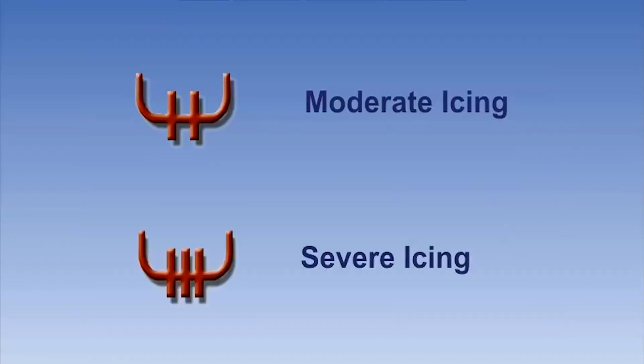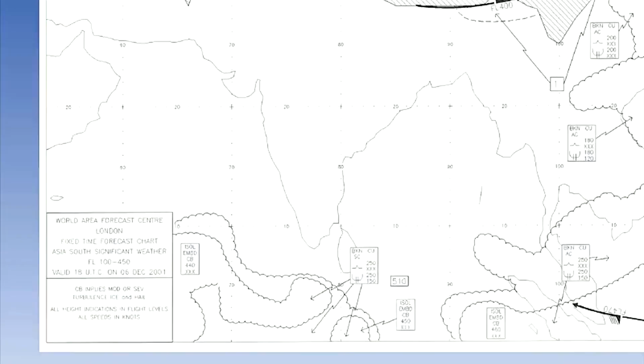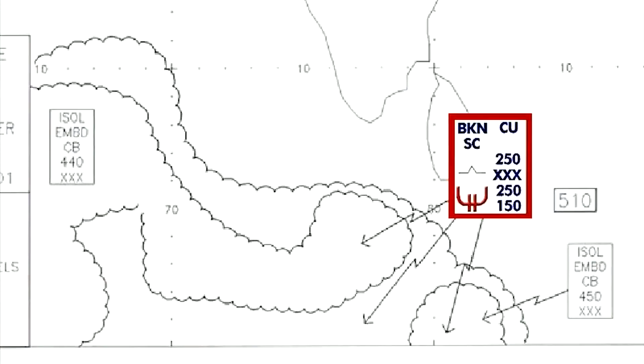Moderate or severe icing is also automatically implied whenever CBs are forecast on the charts. In addition, on the medium-level SIG weather charts, moderate and severe icing is sometimes explicitly added to scalloped cloud areas when these contain cloud types with an associated icing risk.